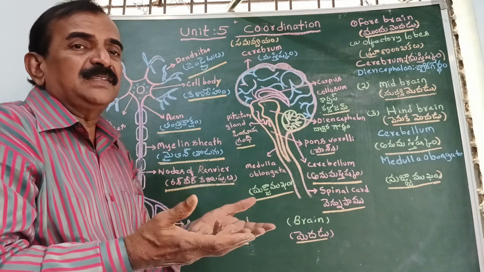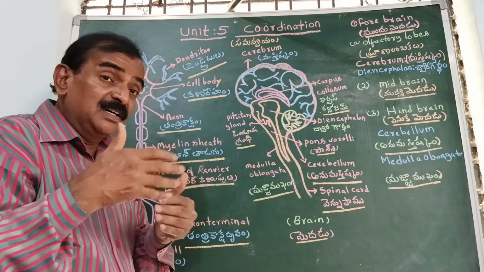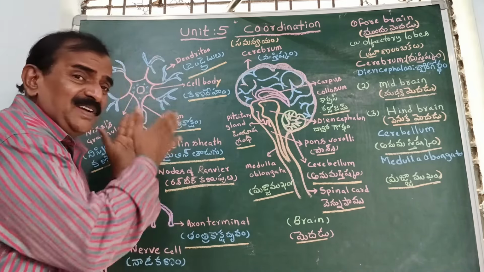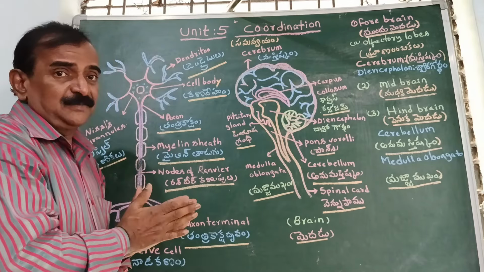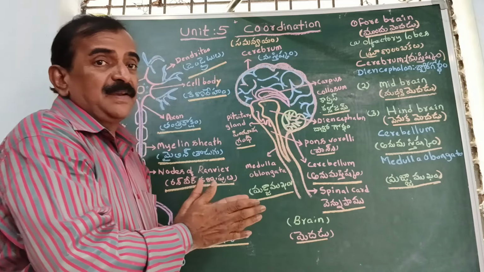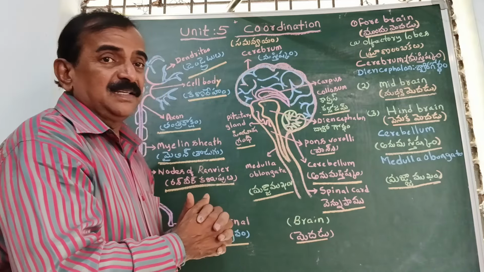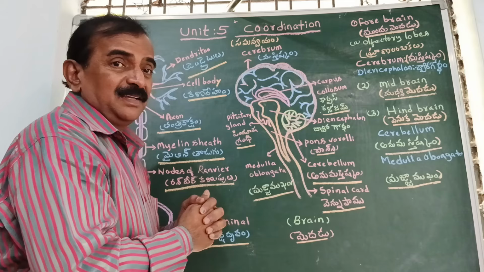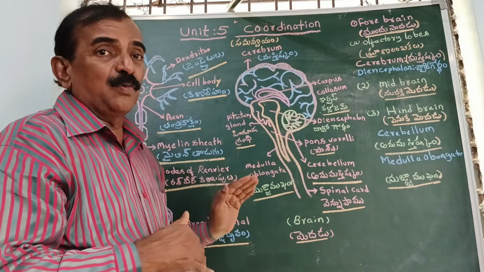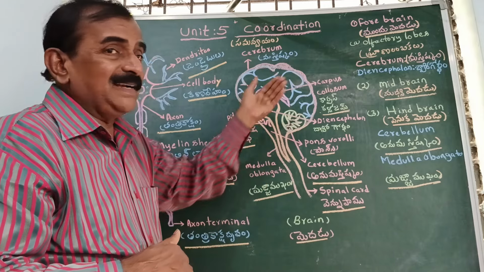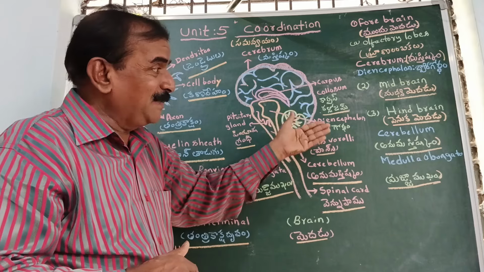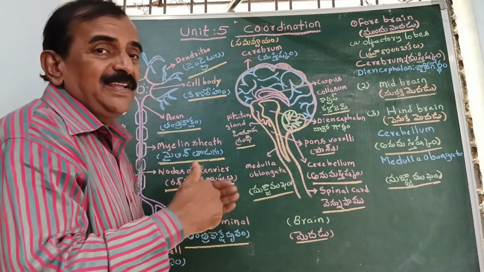Based on the pathways, we will learn this information in detail in the coming academic year. Today we discussed the structure of the nerve cell, the structure of the brain, the parts of the brain and the functions of the brain. We completely discussed the functions of forebrain, olfactory lobes, cerebrum, diencephalon, midbrain, and hindbrain, that is cerebellum and medulla oblongata. So it is very important.